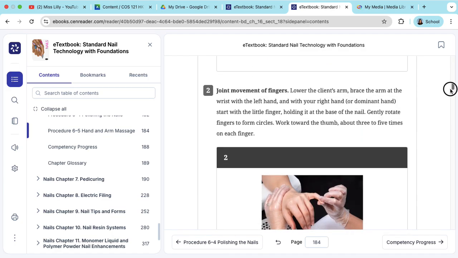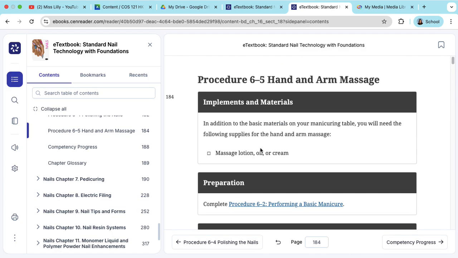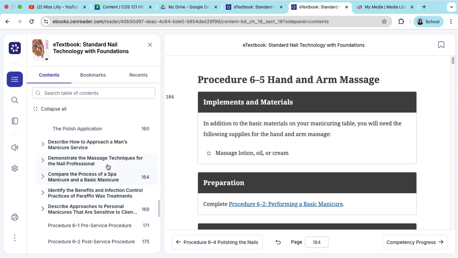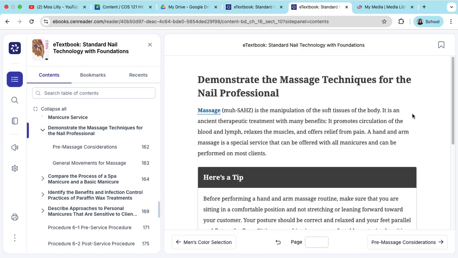Okay, I would like to see if I can find right here. Give me 1 second. Massage techniques. I want to talk about the massage techniques.